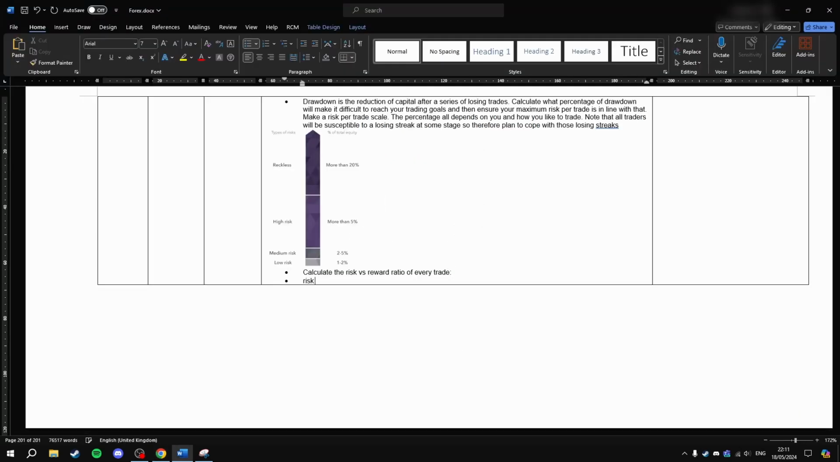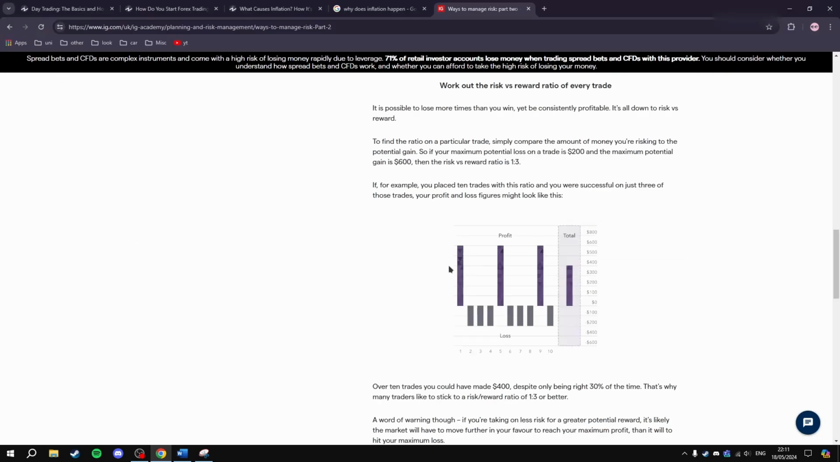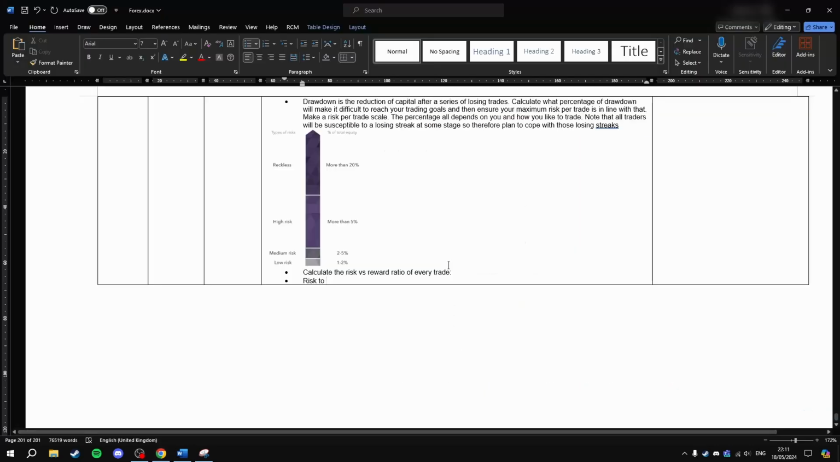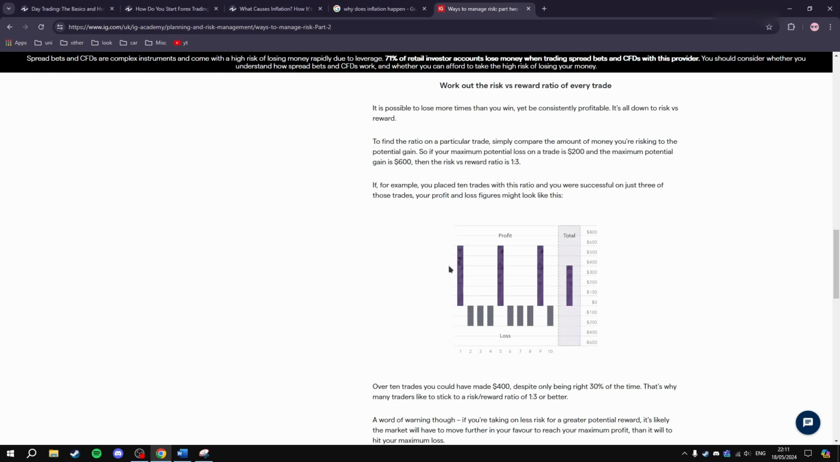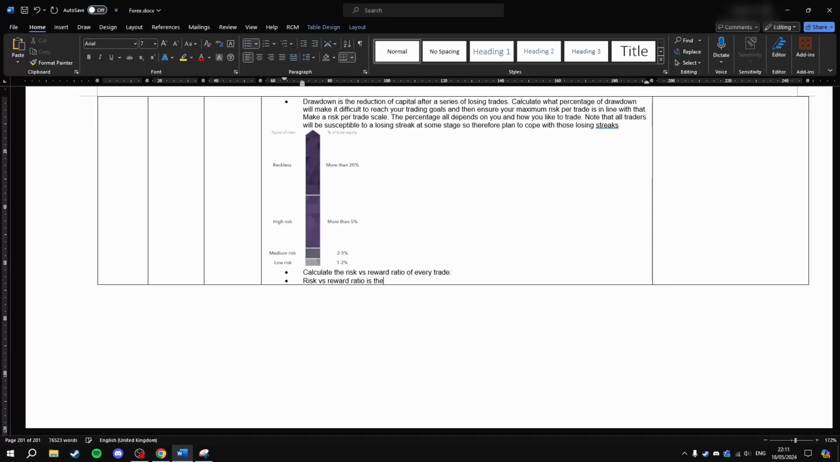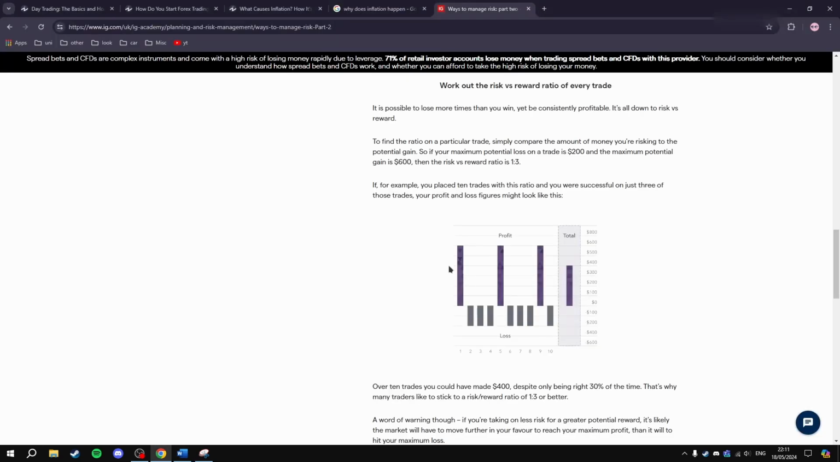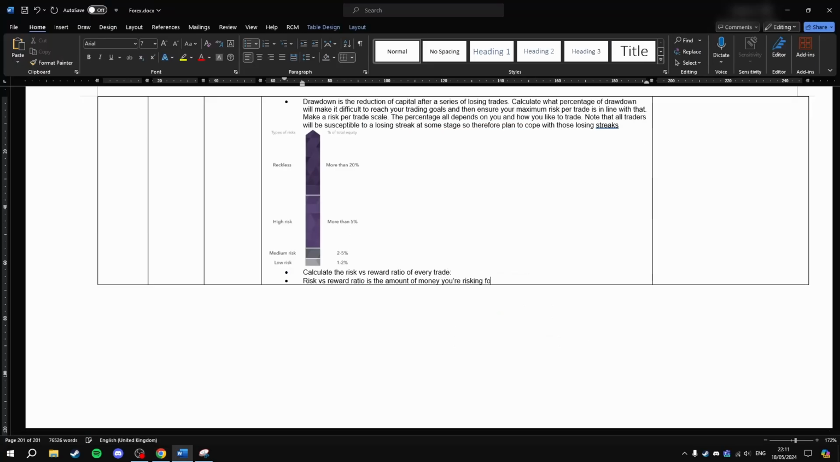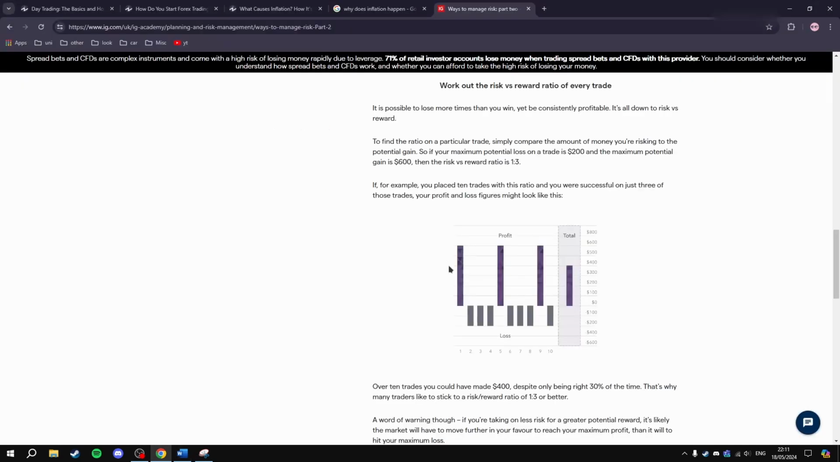So risk to reward ratio is the amount of money you're risking for the potential gain.